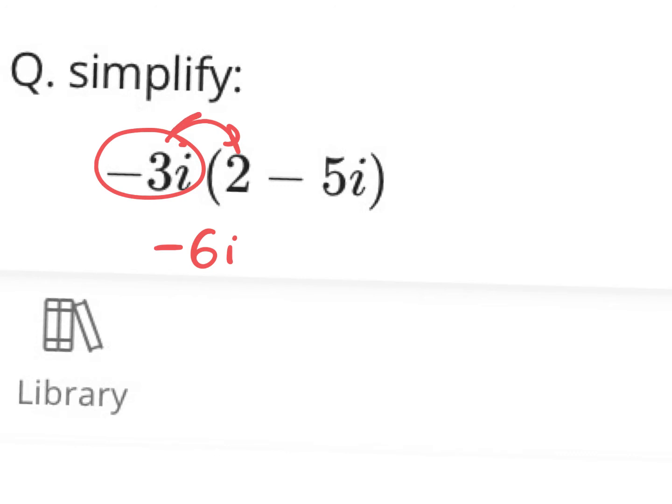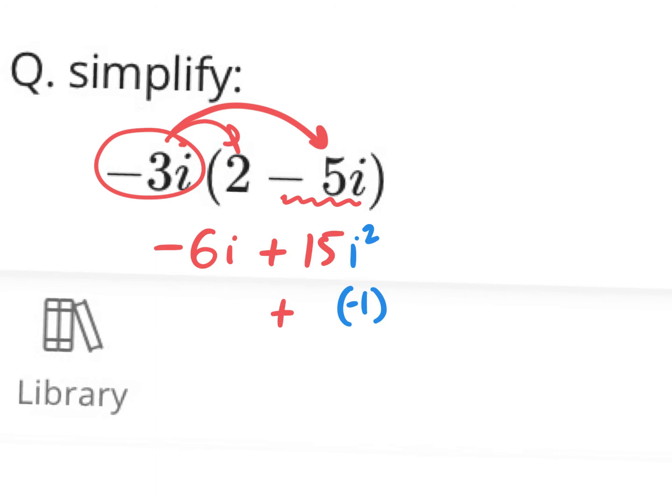And then we distribute negative 3i times negative 5i. That would be positive 15, and with an i squared. Now, keep in mind that i squared is really a negative 1, so you might as well right below replace the i squared with the negative 1, and then bring down everything else, the 15, the minus 6i. And so right here we have a positive 15 times a negative 1. That's going to end up being a negative 15 with a 6i in front.